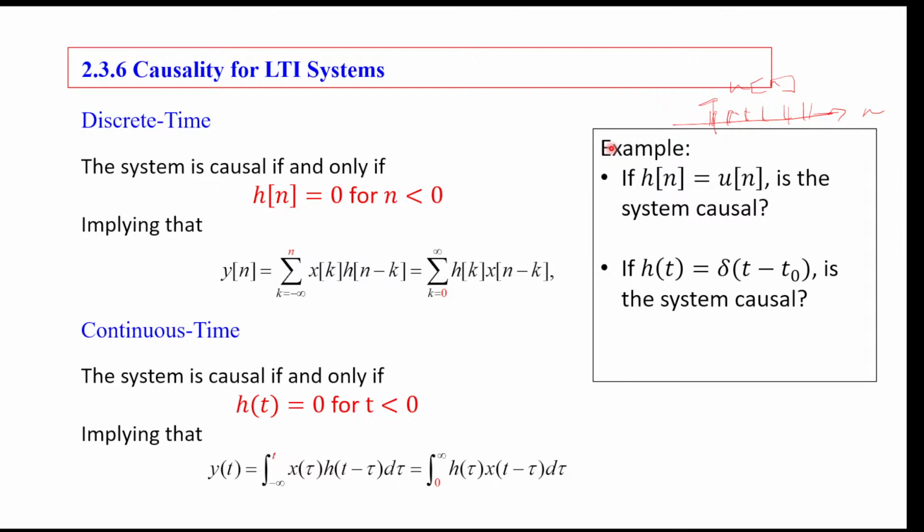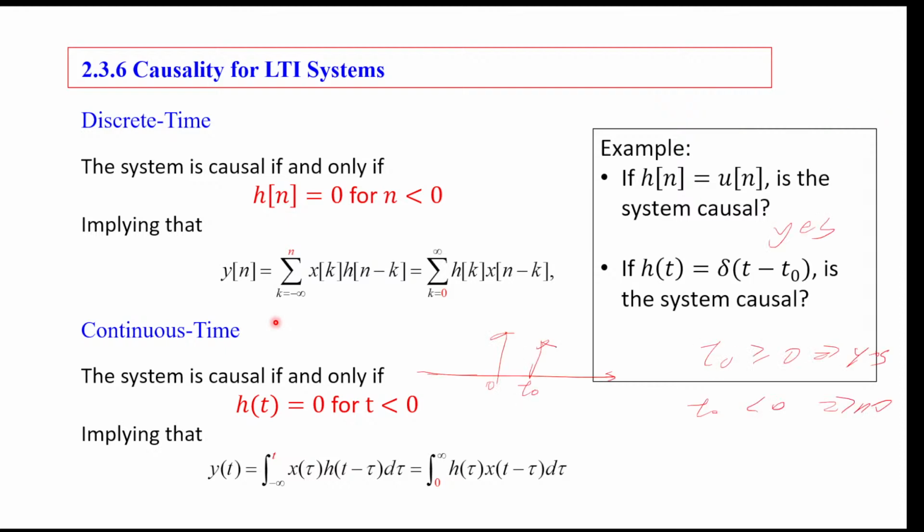And then the second part is more tricky. If h of t equals delta of t minus t0, is the system causal or not? Anyone want to answer? If you think it's causal, raise your hand. If you think it's not causal, raise your hand. I guess it's more correct if you say it's not causal, but this is a trick question because it depends on t0.